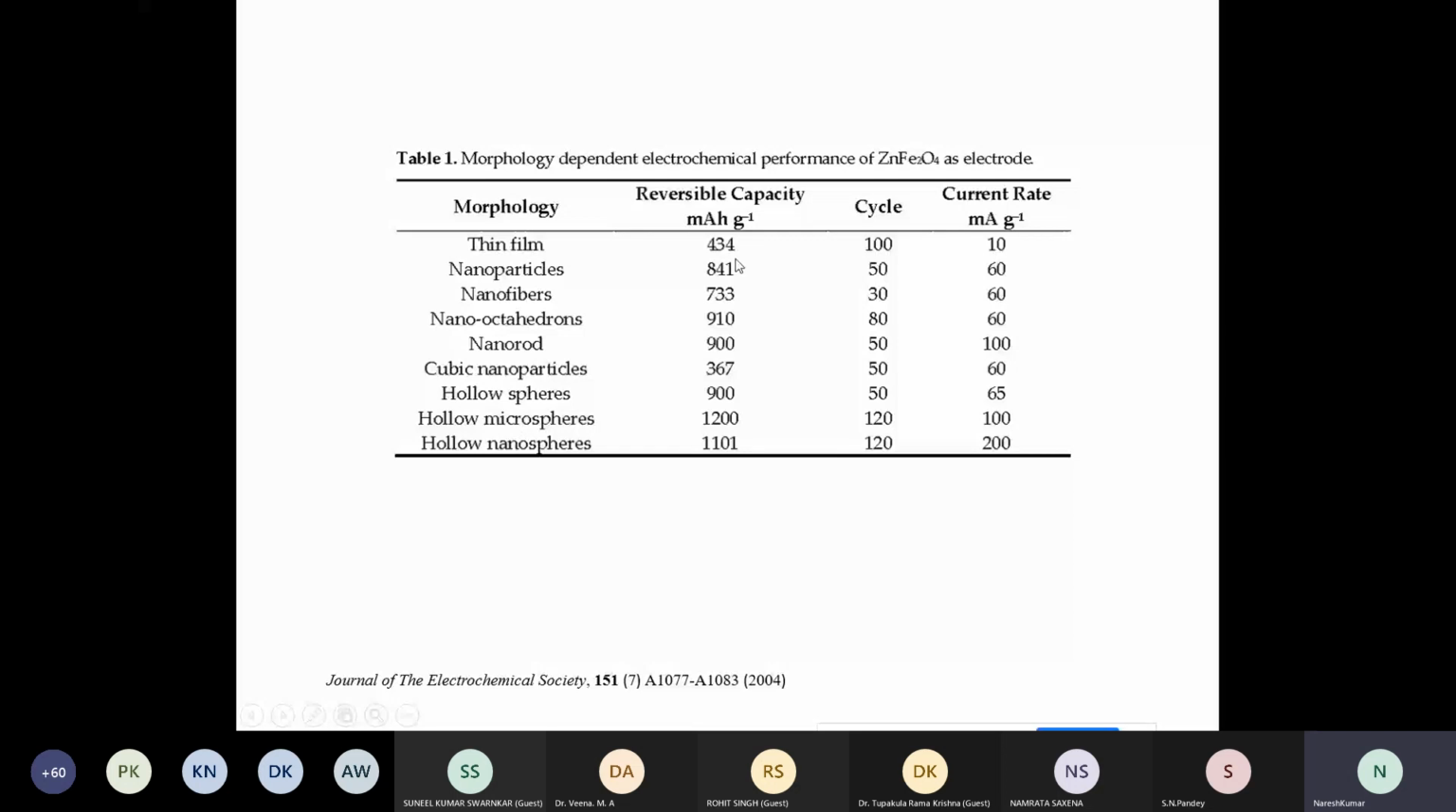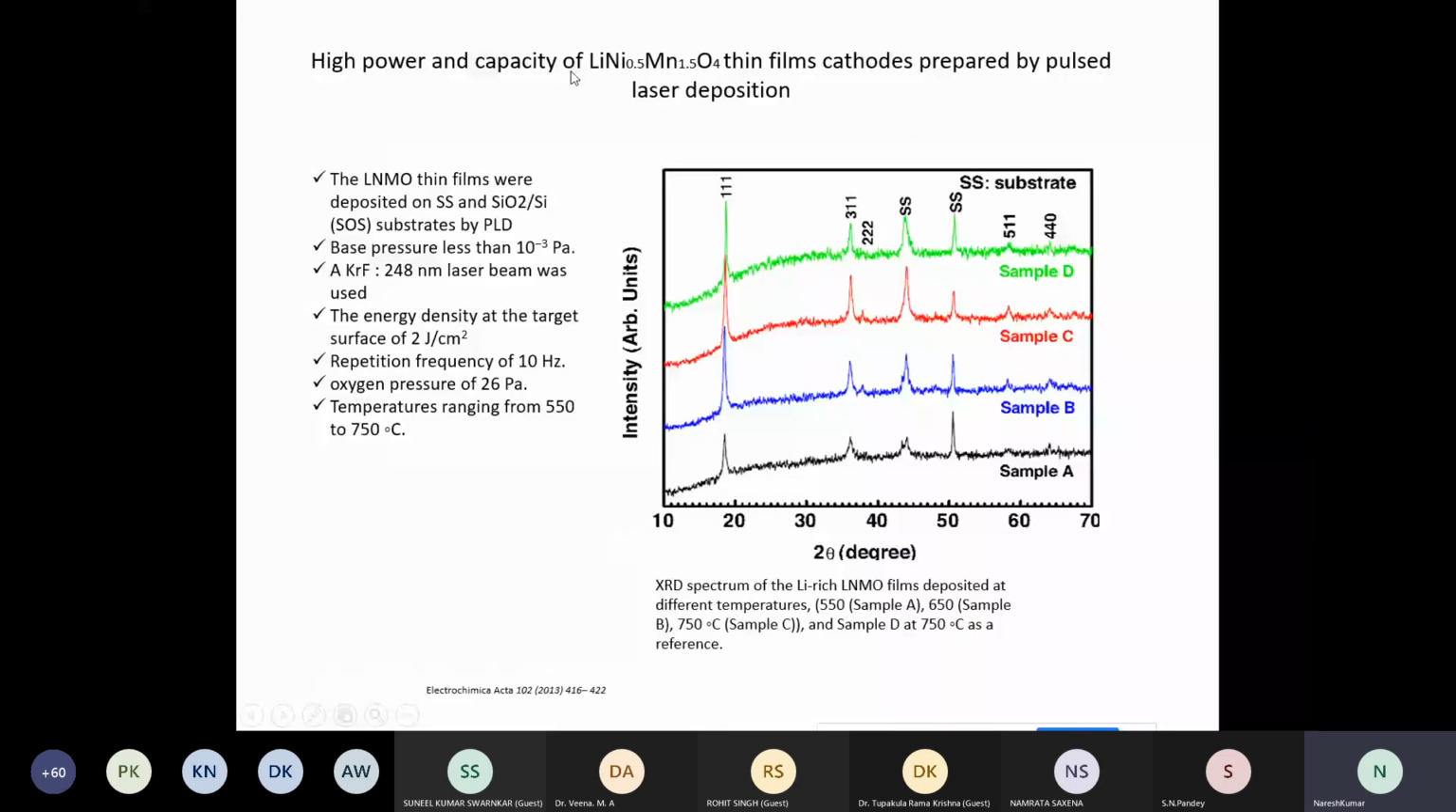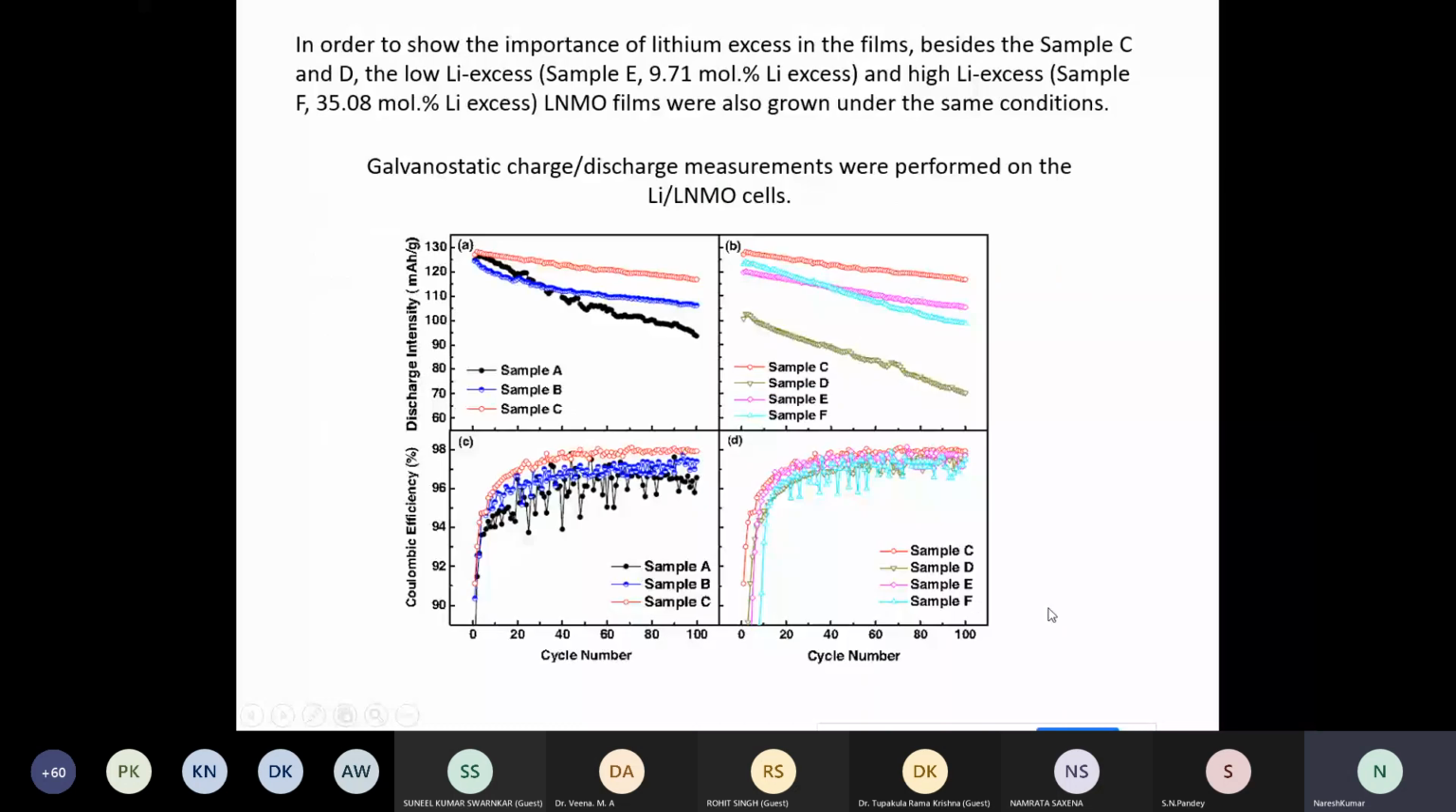So one can look at zinc ferrite nanostructures for films. Similarly, you can also look at lithium nickel manganese oxide, LNMO, a very common cathode material. Again, these are also prepared by PLD. One can prepare lithium-rich LMO film by PLD, and XRD shows that these are polycrystalline samples. Again, you can study charge discharge of these materials, and these are the different charge discharge curves.